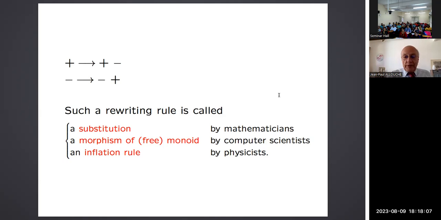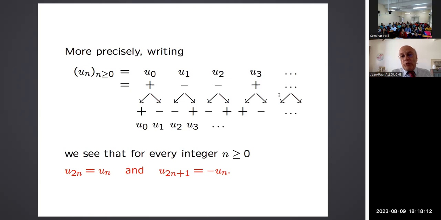Okay, more precisely, if we want to look at things in more detail, we take the sequence of plus or minus we had. Remember, we had these arrows. Okay, and it's not extremely difficult to see that given this rule, you have u_{2n} equal u_n, it's the left part of the double arrows, and u_{2n+1} equal minus u_n. Okay, it's just saying that when you look at plus, the first letter is plus, minus, the first letter is minus, and so on and so forth.